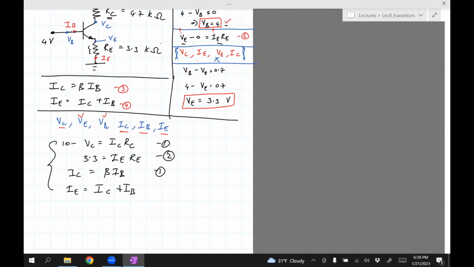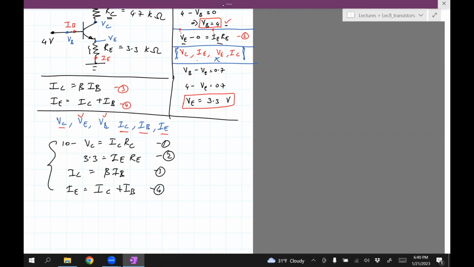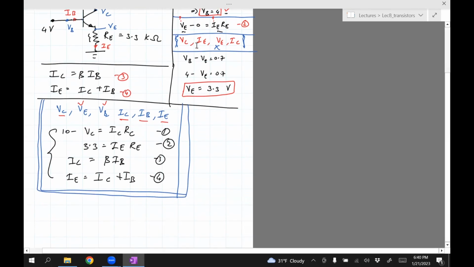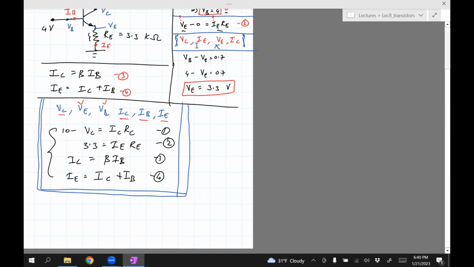Okay, so fourth equation, which is just a copy down of the earlier equation. I just wanted to rewrite these so that I can now see that I only have to solve for these 4 unknowns, which are left out. But I have 4 equations, so I can solve for these 4 unknowns.